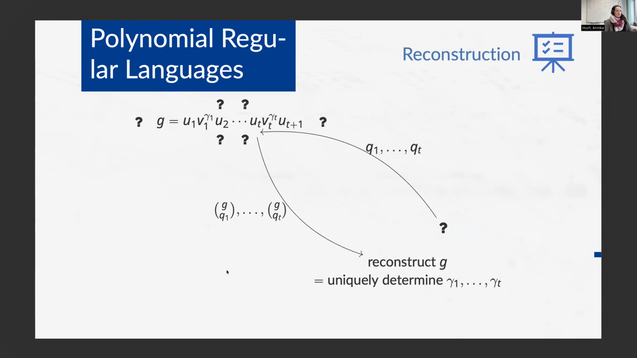So we specified the reconstruction problem. We still have an unknown word.